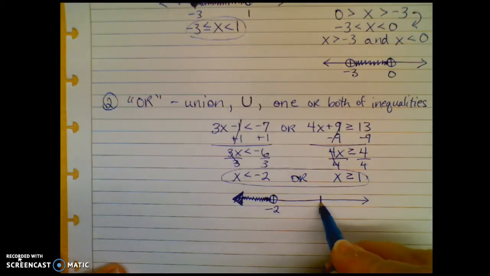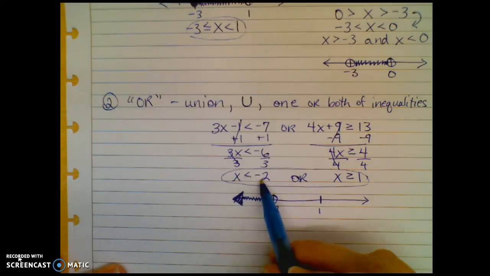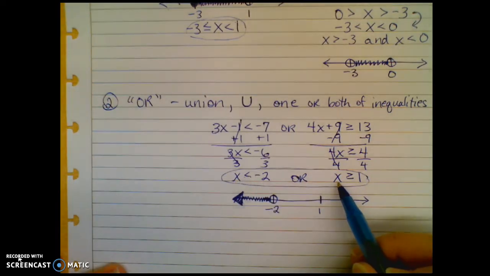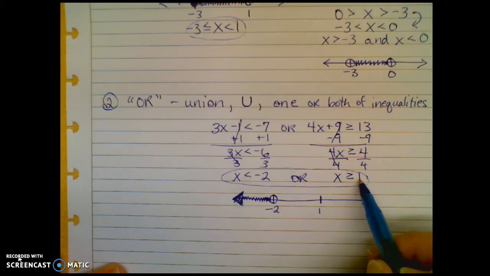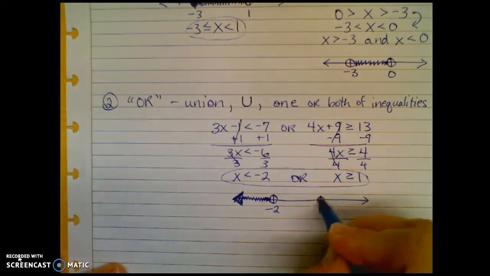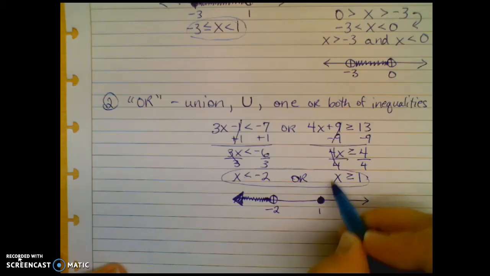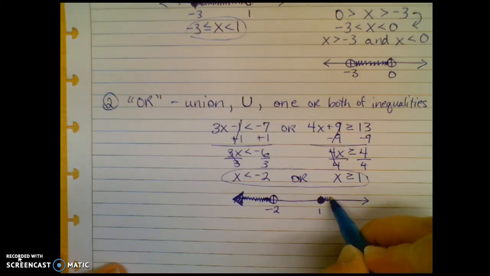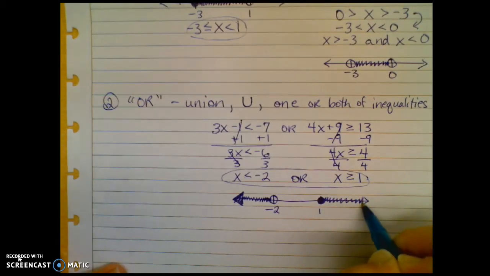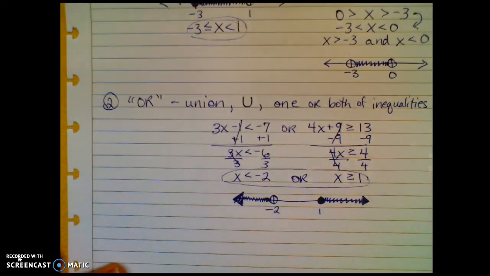Then we go to 1. Is 1 less than negative 2? No. Is 1 greater than or equal to itself? Yes. This is a boundary, so we need a circle here. And this time it'll be filled in. And then, of course, everything over here is greater than 1. So it will be true in this one. So we shade this direction. And that is how you solve and graph compound inequalities.